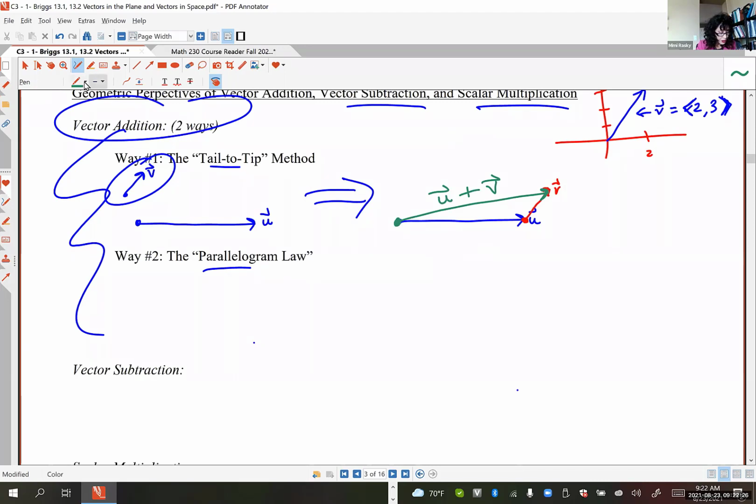All right, let's do the same u plus v. So here's the same u right here. Oops, I can't draw a straight line this morning. U.